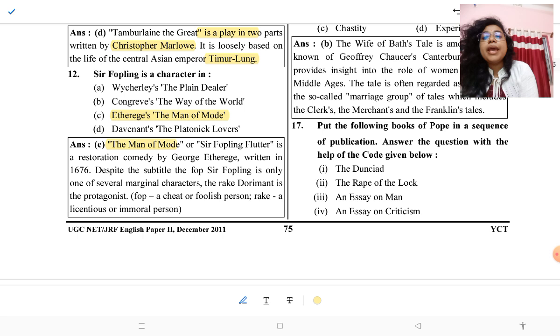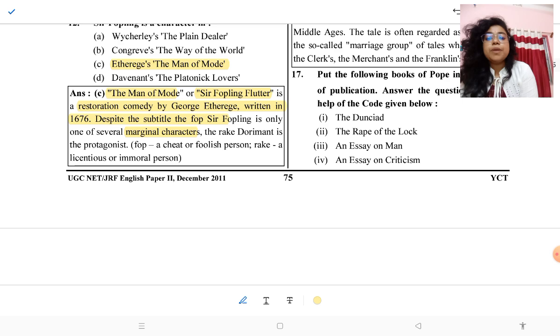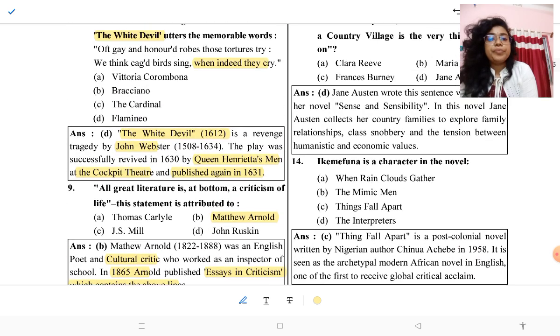Okay, The Man of Mode, or Sir Fopling Flutter, is a Restoration comedy by George Etherege, written in 1676. Despite the subtitle, Sir Fopling is only one of several marginal characters. The rake Dorimant is the protagonist. A fop is a foolish person, and a rake is a licentious and immoral person.